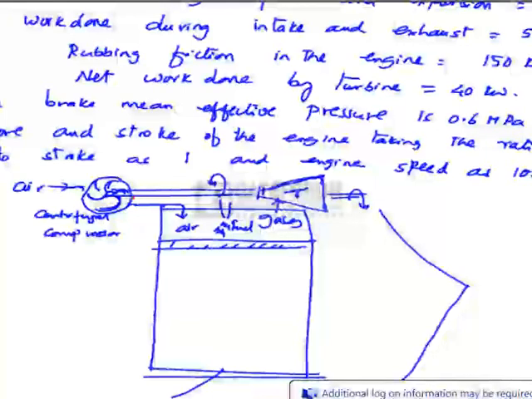In fact, the gases leaving the cylinder are at a higher pressure than the atmospheric pressure. Only then can they drive the turbine, because of the pressure difference of the gases between the turbine and the atmospheric air.